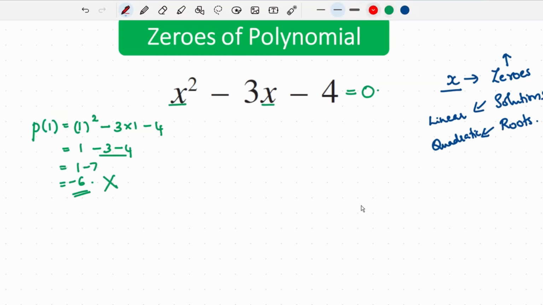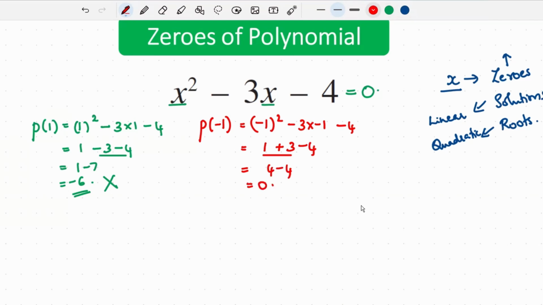Suppose I substitute the value of x as minus 1. So you can see that minus 1 the whole square minus 3 into minus 1 minus 4. So we have minus 1 the whole square is 1 again. Minus into minus. So that is positive. So 3 into 1 is plus 3. And you have minus 4. Here you can see 1 plus 3 is 4 and 4 minus 4 is 0.